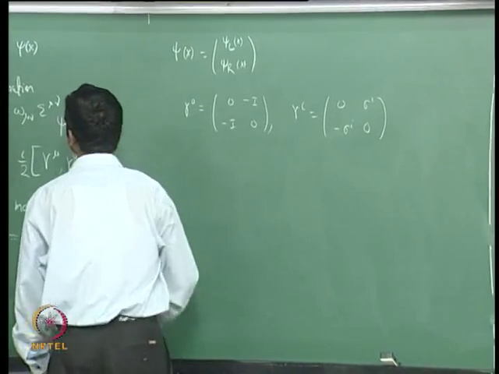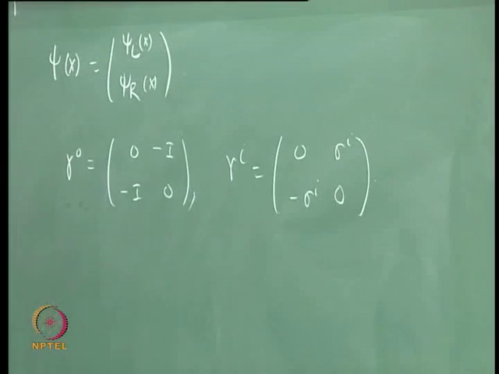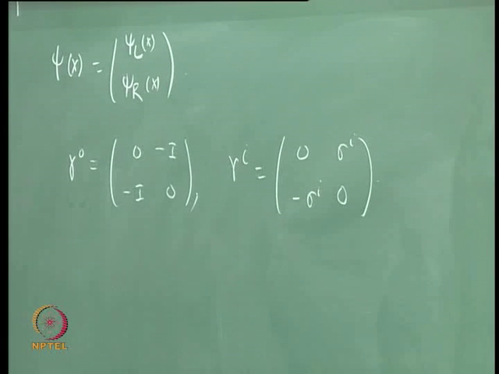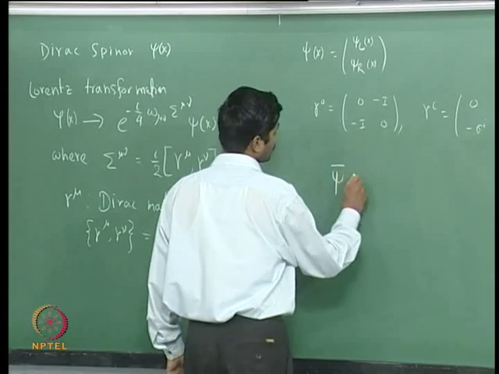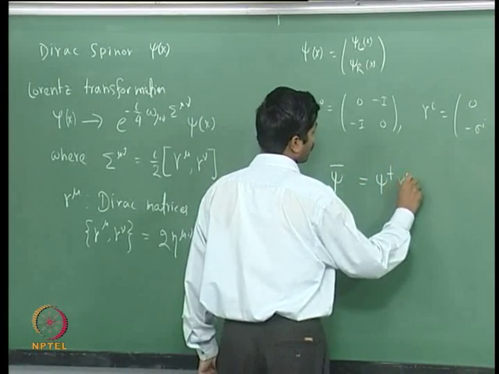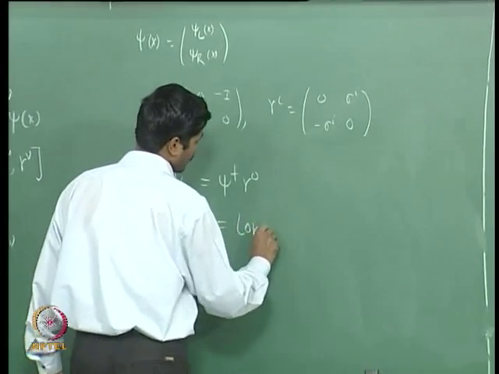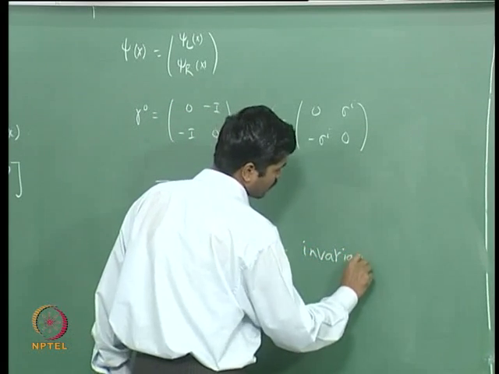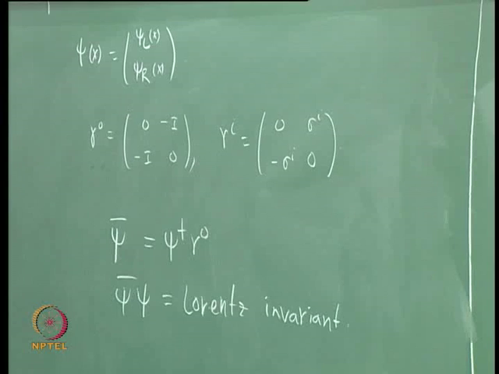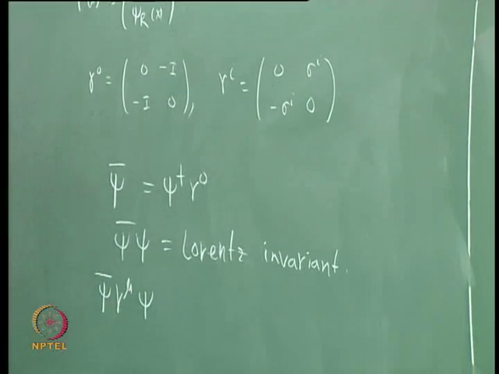Then what we saw is that we can try to construct various invariants from the Dirac spinor. One of them we have seen is if we define psi bar equal to psi dagger gamma 0, then psi bar psi is actually Lorentz invariant. Then we were discussing the Lorentz transformation property of this object psi bar gamma mu psi.